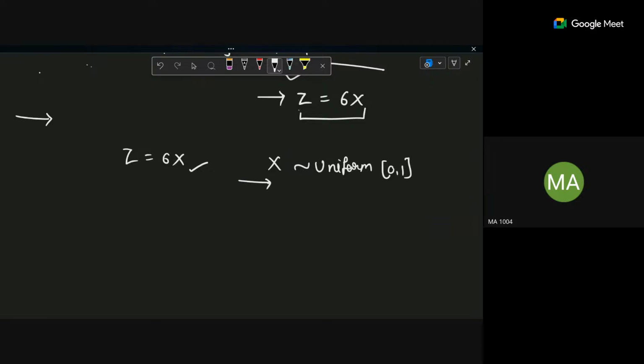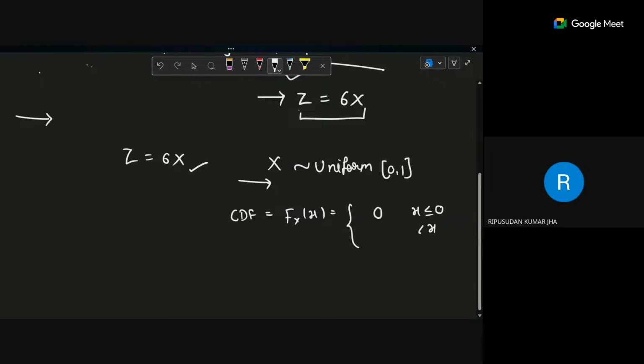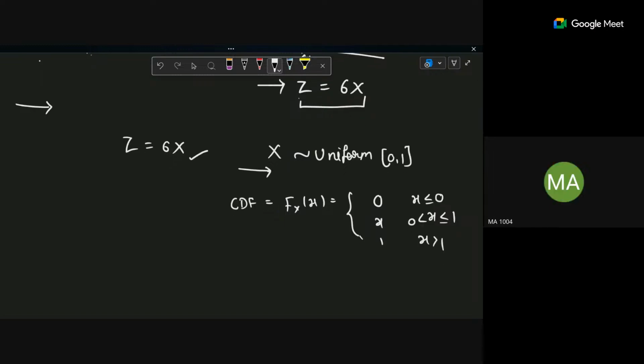Just find the CDF of your given random variable. So if x is a uniform continuous random variable over the closed interval [0, 1], then what will be your CDF? For x less than 0 it will be 0, for x between 0 and 1 it will be x, and for x greater than 1 it will be 1.